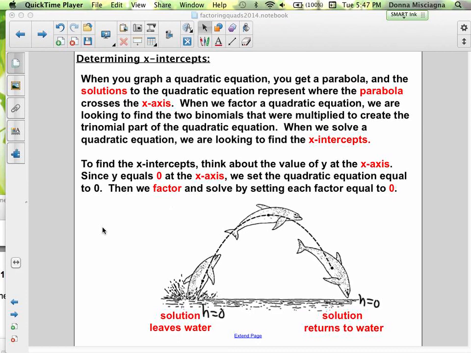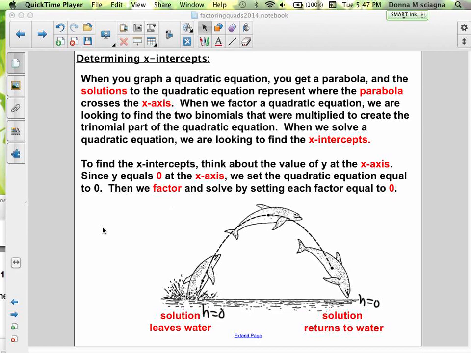So to find the x-intercepts, think about the value of y on the x-axis. Since y equals 0 at the x-axis, we set each quadratic equation equal to 0. Then we factor and solve by setting each factor equal to 0.